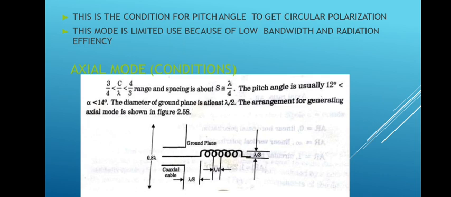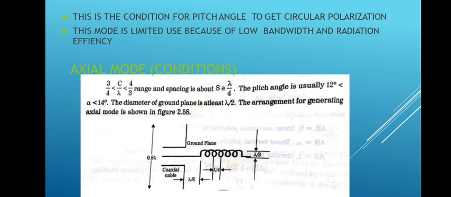What is the condition for the axial mode operation? The circumference is between 3 lambda by 4 and 4 lambda by 3. This is the condition for the length of the wire, meaning approximately 1 lambda or more. The spacing between turns is about lambda by 4; previously the spacing was very small, now it is approximately 0.25 lambda. The pitch angle is usually 12 degrees to 14 degrees, always between 12 and 14 degrees. It gives the maximum efficiency.